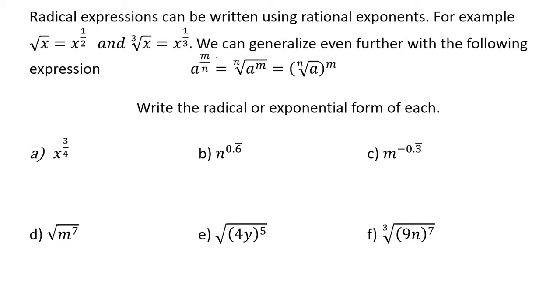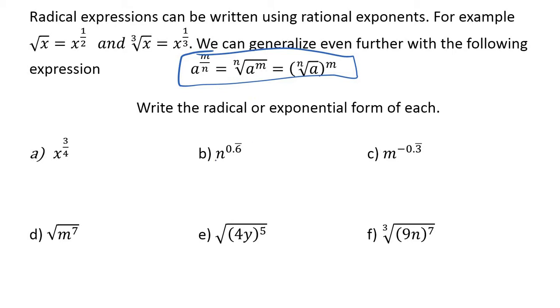Now we can take that even further. What if it wasn't just a root, but we had an exponent in here? So in general, and I would encourage you to write this down, a to the m over n is the same as the nth root of a to the m. Or you could write this power outside, so the nth root of a, all raised to the m power. Again, that's really the big relationship we're using today.